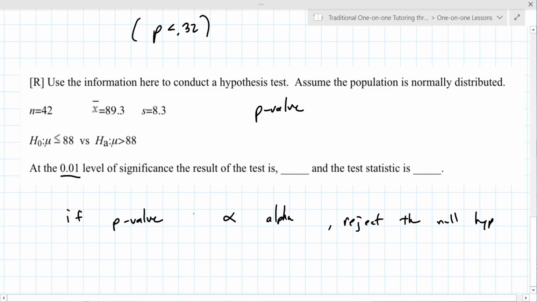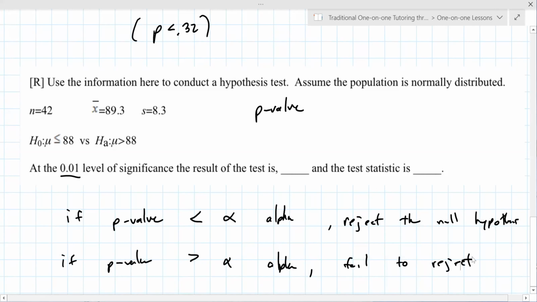If the p-value is less than alpha, you reject the null hypothesis. This would go on a reference sheet. This is always true. If the p-value is greater than alpha, you fail to reject. Now, when I look at the questions asked here, they're not asking for the p-value, but that is what you want to use to make this decision.